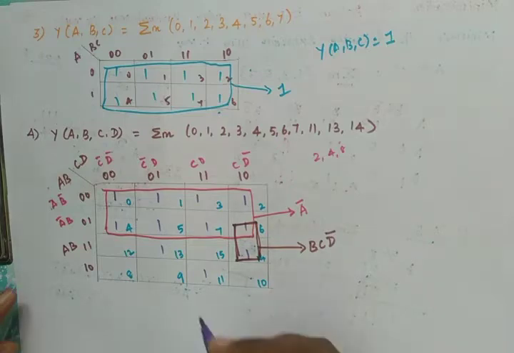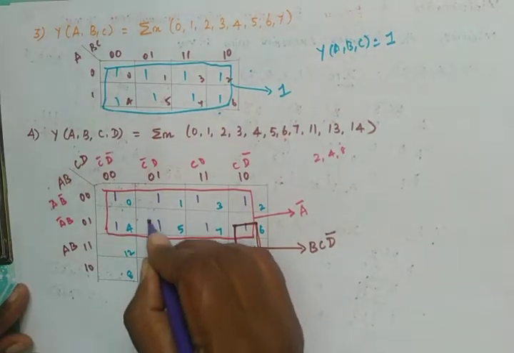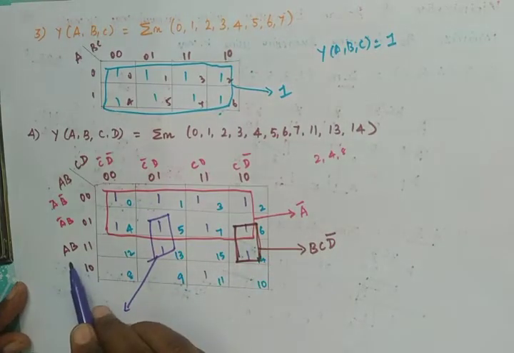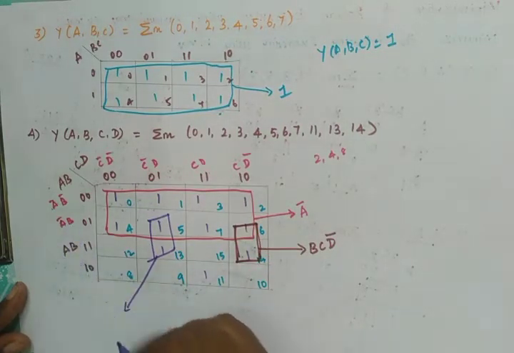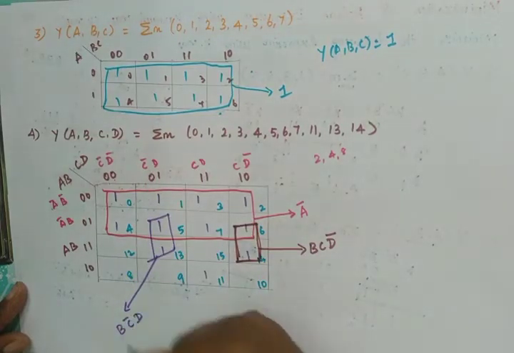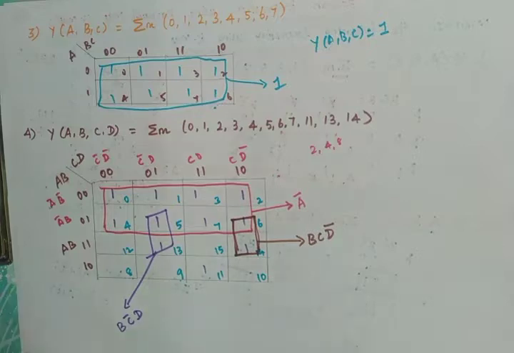Next, third group. Listen, we have 1, 1 here. Now compare these two again. A bar gets cancelled. The answer is B. And here we have C bar D. This is the answer for this group.